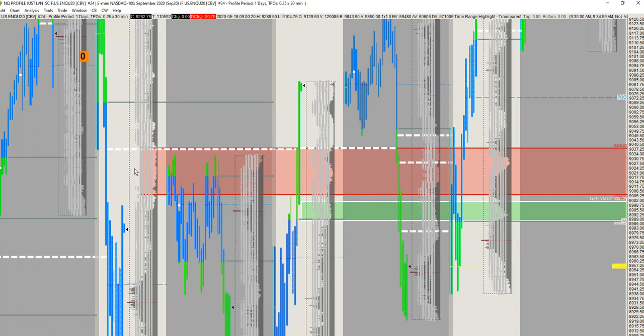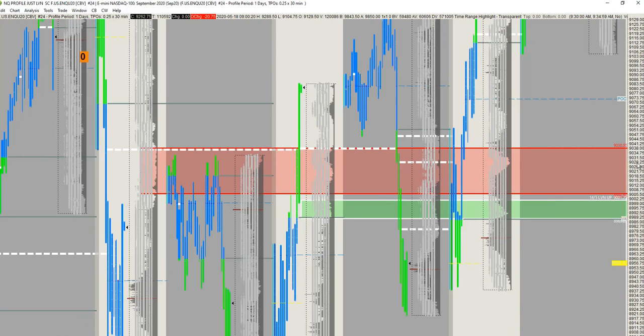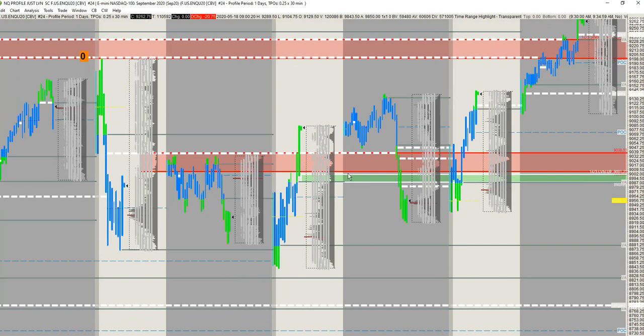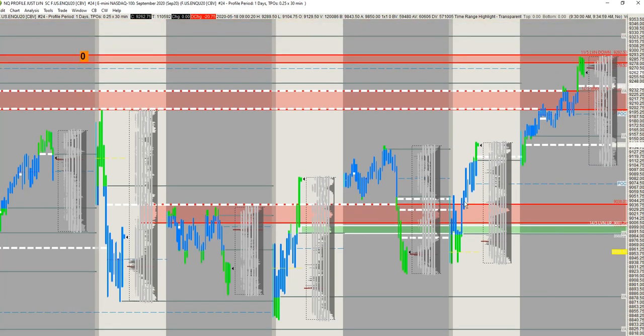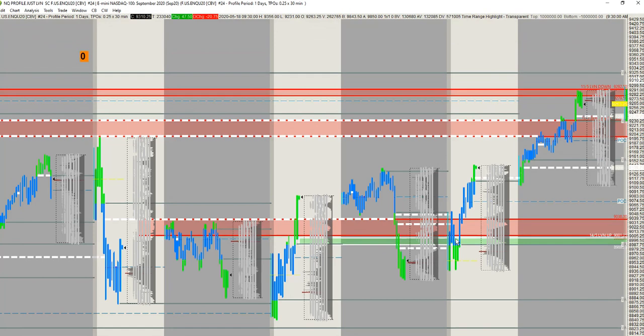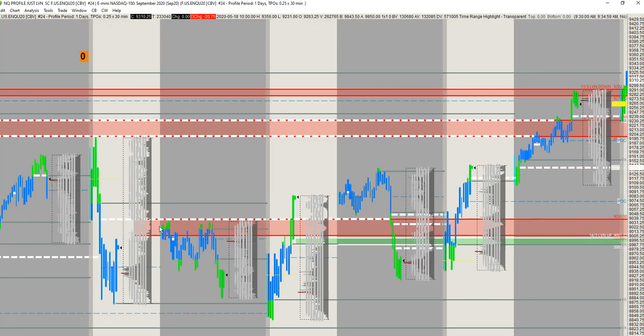This is where, when we had the day there with the single print, we still couldn't close, and we rejected that zone in the overnight here and closed above it. So we closed above that red zone, and we had this low volume node here that started the move up. So this green is where you want to see buyers hold, and you want to close the market above this zone. Basically we want to reject this previous low volume node.